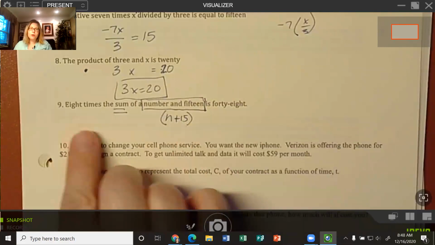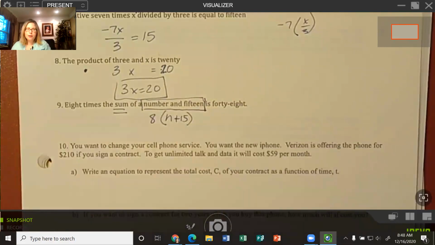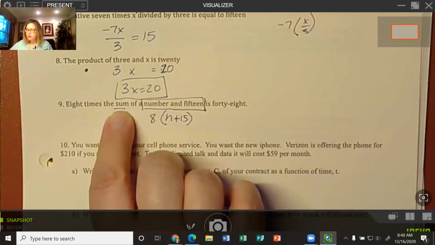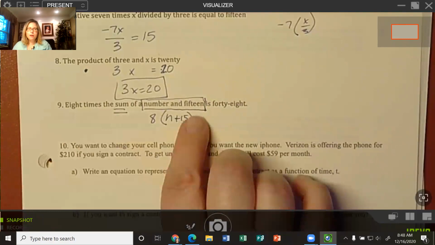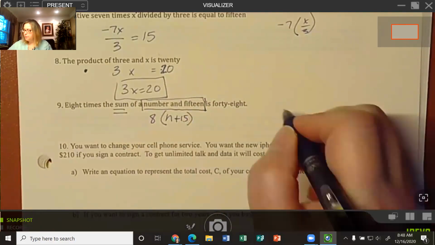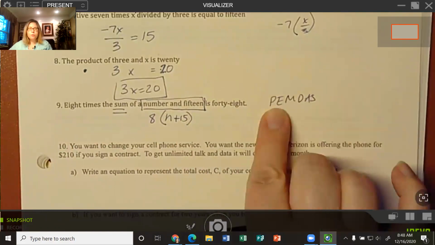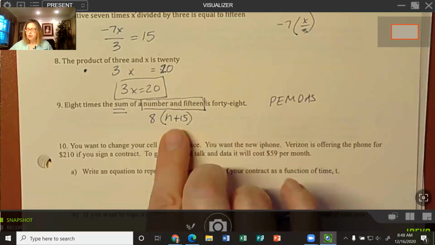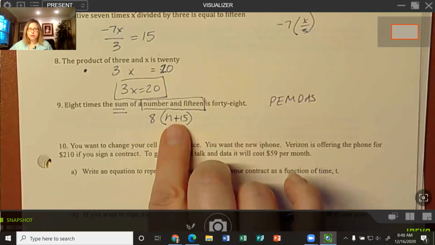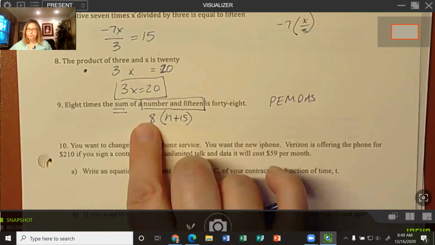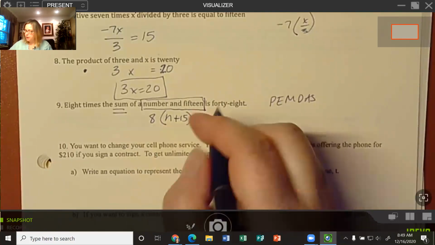So in order to tell the reader of our problem that they have to find the sum first and then multiply the sum times 8, we need the parentheses, because we know that in the order of operations, PEMDAS, the parentheses have to be done first. So if we want the sum to be multiplied by 8, we need to indicate that by putting the parentheses around n plus 15 so that the reader knows to find the sum first. And then once you have the sum, multiply that times 8. Okay, and then is 48, equals 48.